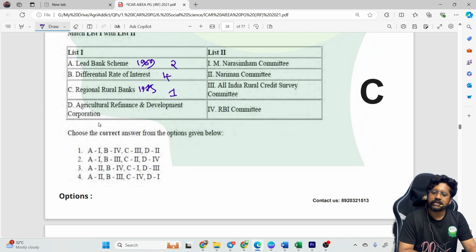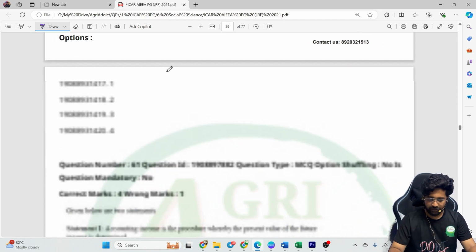Then finally the Agriculture Refinance and Development Corporation was established on the recommendation of the All India Rural Credit Survey Committee, the third one. So therefore 2, 4, 1 and 3. The C will be the correct answer, or the third option will be the correct answer.